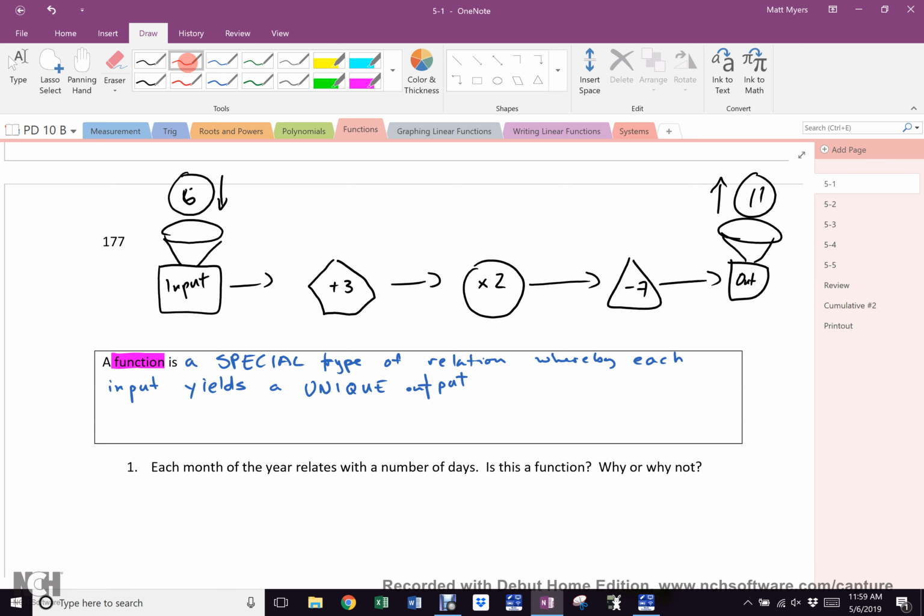Then, down at the bottom here, all functions are relations, but not all relations are functions. Is everybody cool? As soon as I have a function, I'm comparing two things. So it's automatically a relation. But just because you're comparing two things doesn't make it a function. We're about to do some examples here. Okay? So let us look at this first one.